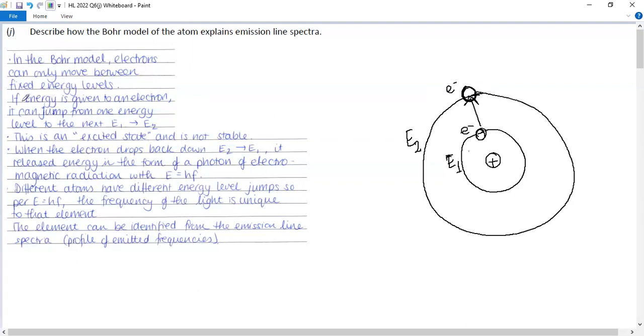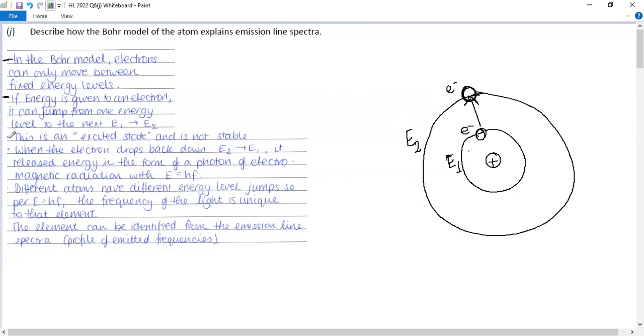If these are bullet points, by the way, that's not actually very clear by me. I like bullet points because it just makes things a bit easier. So in the Bohr model, electrons can only move between fixed energy levels. If energy is given to an electron, it can jump from one energy level to the next. And I've said it's gone from energy level 1 to energy level 2.